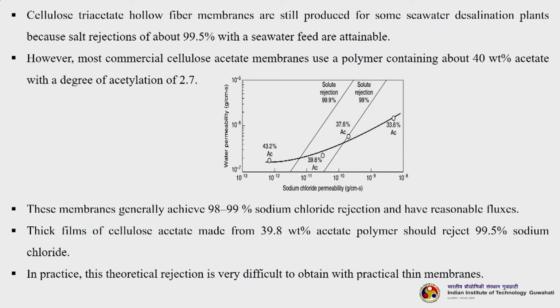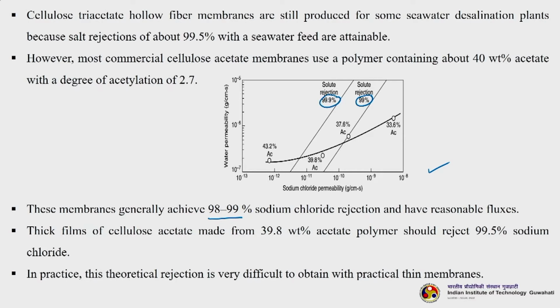However, most commercial cellulose acetate membranes use a polymer containing about 40 weight percent acetate with a degree of acetylation of almost 2.7. You can see in this particular figure a plot of water permeability versus sodium chloride permeability, water versus salt permeability. These membranes generally achieve 98 to 99% sodium chloride rejection. You can see the solute rejection here, 99%, here solute rejection of 99.9%.